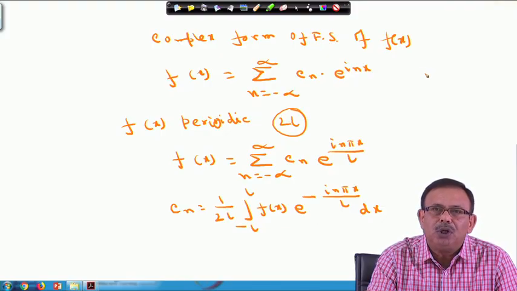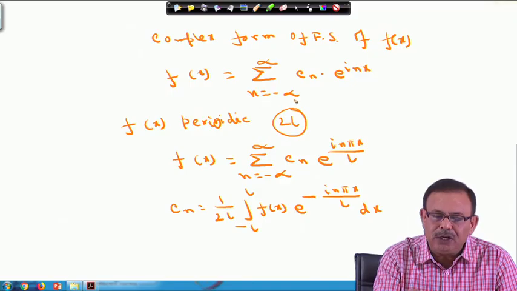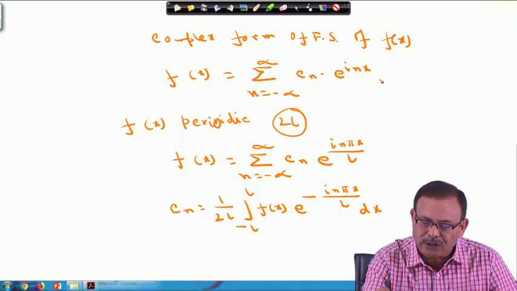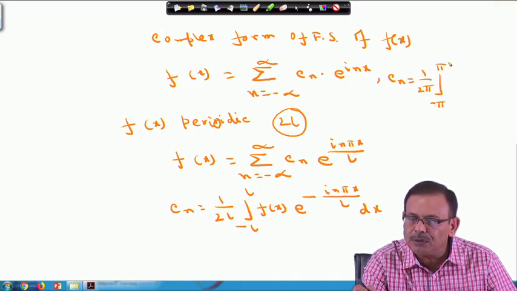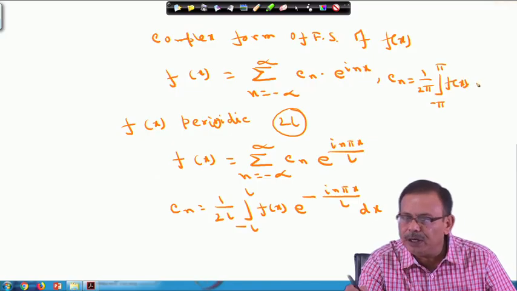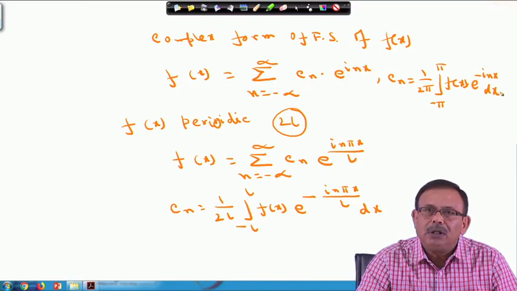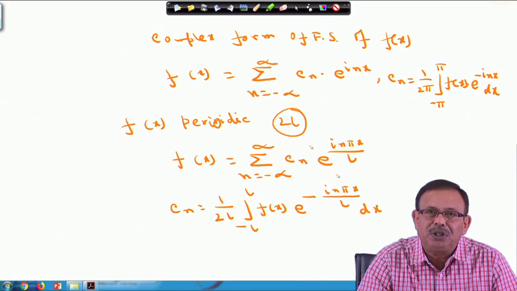in the period 2 pi, minus pi to pi, that will be f(x) equals summation n equals minus infinity to infinity C n into e power i n x, where C n equals 1 by twice pi, integral from minus pi to pi of f(x) into e power minus i n x dx, and it is e power minus i n x dx if the function is a periodic function with period 2L.